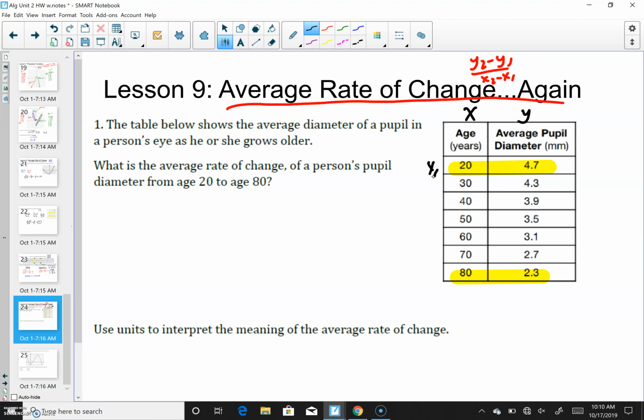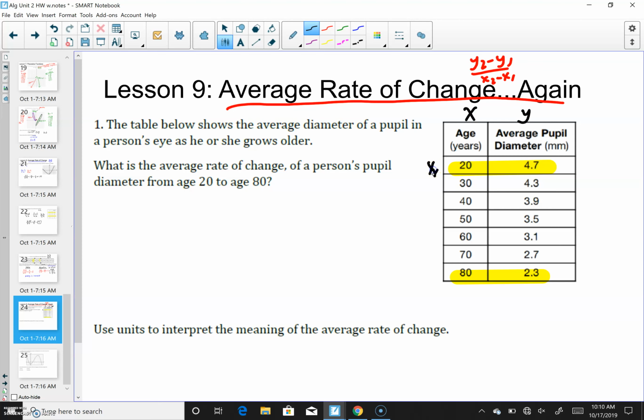So the 20 would be our x1, the 80 would be our x2, and then our 4.7 is our y1, and our 2.3 is our y2. So when we plug that into our formula, we're going to get 2.3 minus 4.7 over 80 minus 20. In a more simplified version, we get negative 2.4 over 60. If we divide those two and simplify, we get negative 0.04 as our average rate of change.